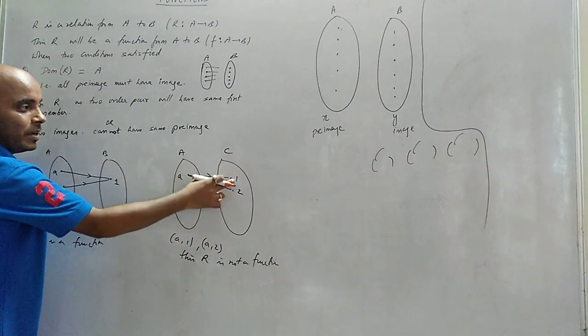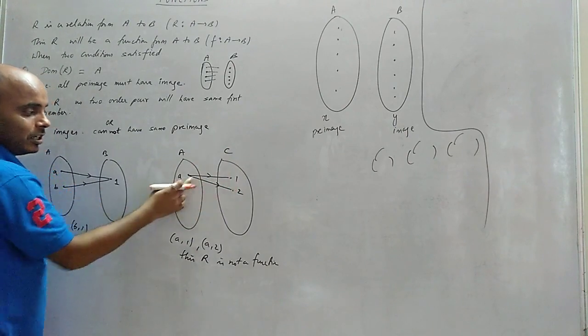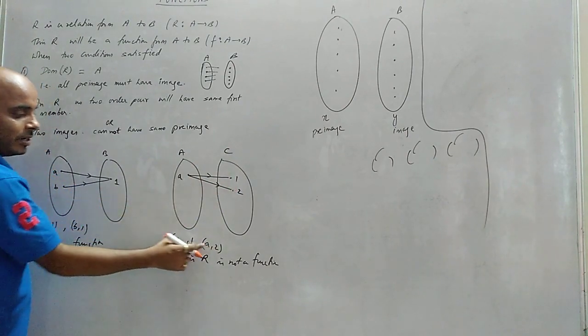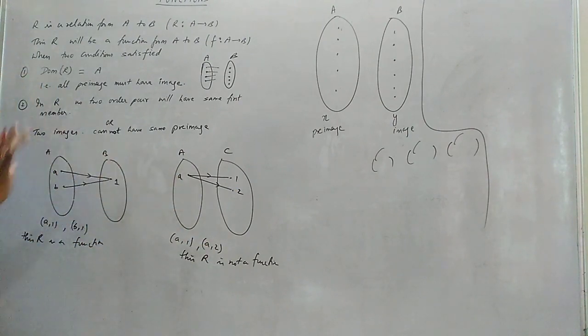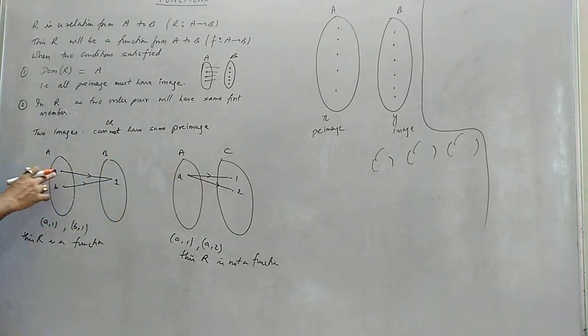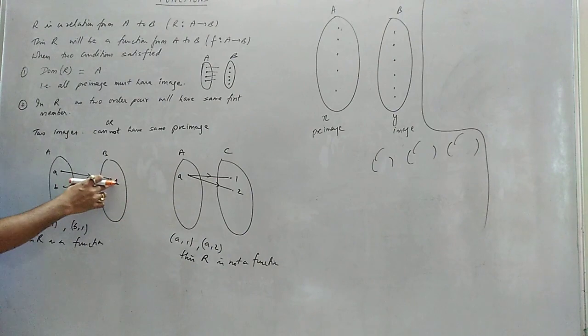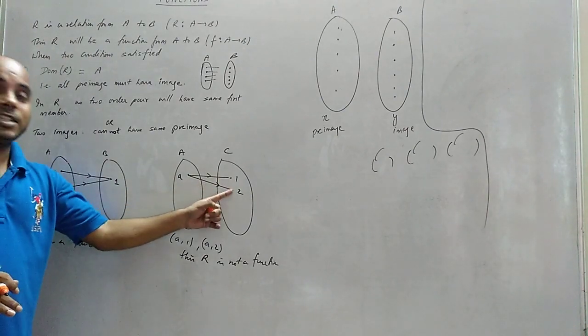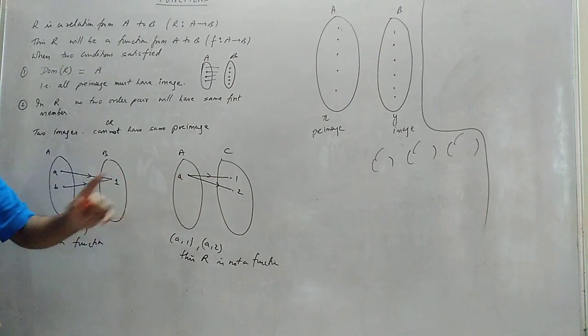One or two images है, सेकेंड वाले को images बोलते हैं, इनका सेम pre-image आ गया ना, one or two का pre-image फर्स्ट एलिमेंट A, तो ऐसा पॉसिबल नहीं है. Two images cannot have same pre-image. Yes, two pre-images may have the same image. That is okay. That is satisfied. That R can be a function, but this R, where two images have same pre-image, cannot be a function. You understand what is function class?